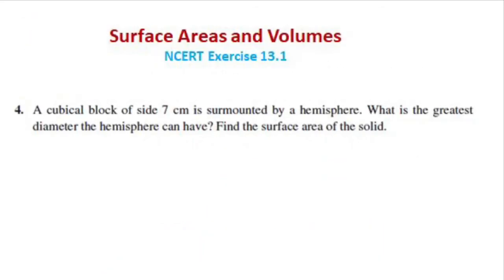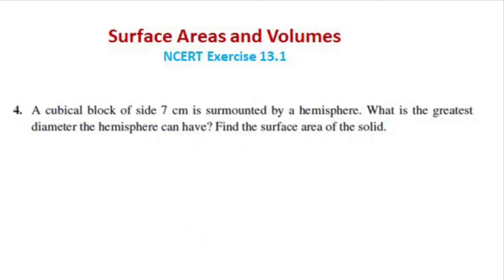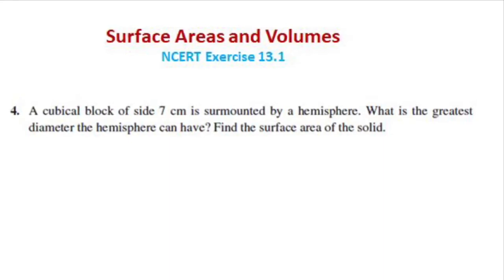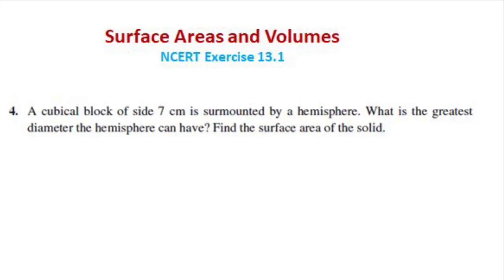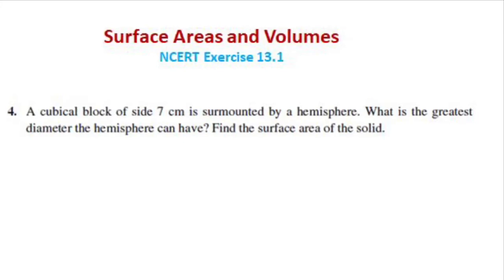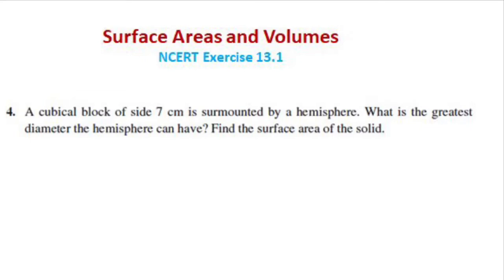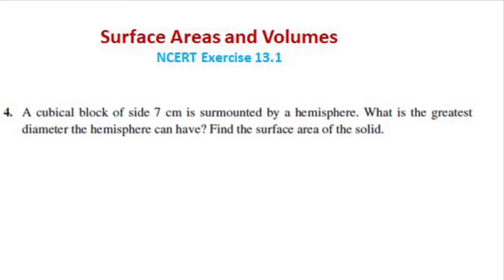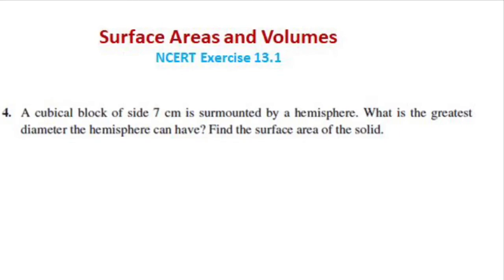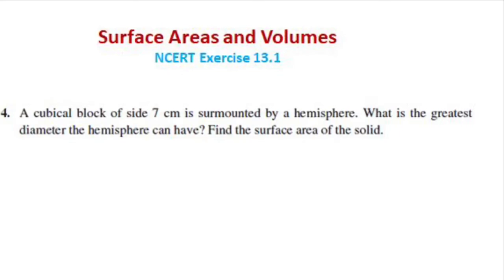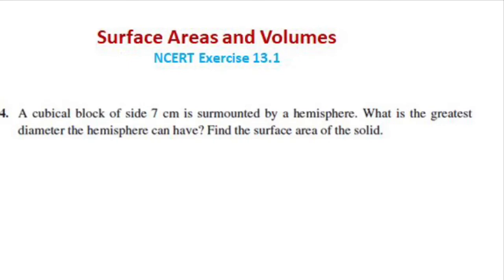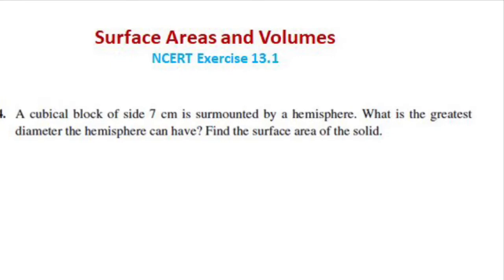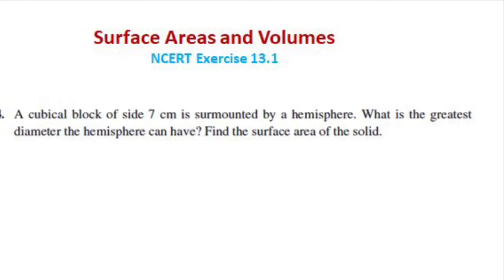Surface areas and volumes. We are on exercise 13.1, question number 4. A cubical block of side 7 centimeter is surmounted by a hemisphere. What is the greatest diameter the hemisphere can have, and find the surface area of the solid. So we have to find the greatest diameter as well as the surface area of the solid.